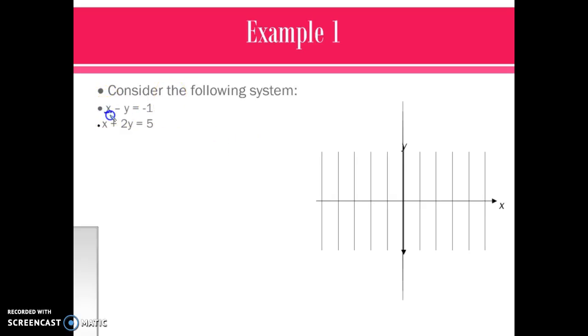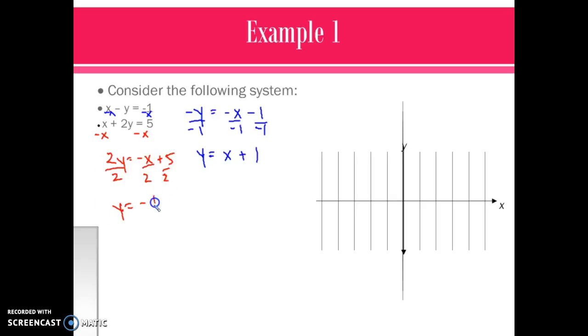So I'm going to start by subtracting x for the first equation. So we get negative y equals negative x minus 1. Then divide everything by negative 1. So y equals x plus 1. Second equation, again, subtract the x, so 2y equals negative x plus 5, and divide everything by 2. So y equals negative 1/2 x plus 5 halves.